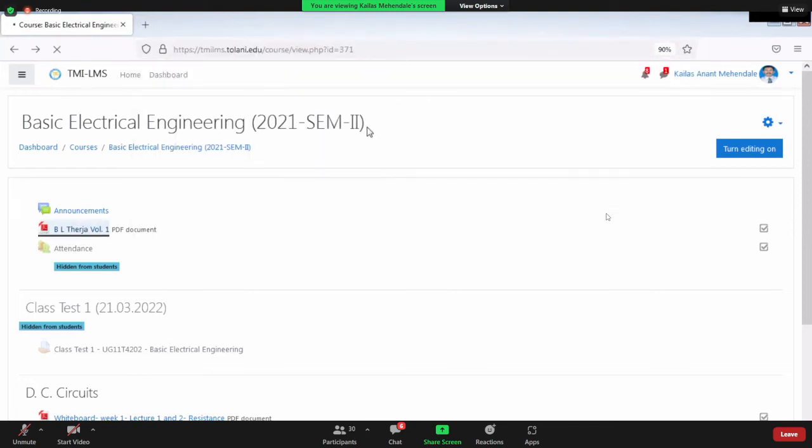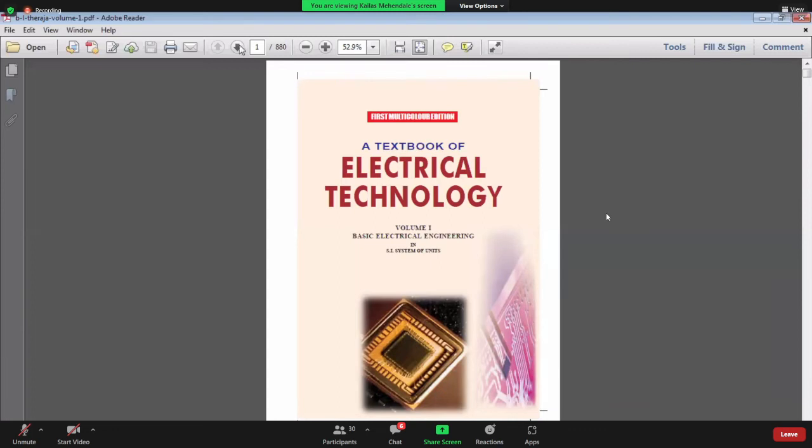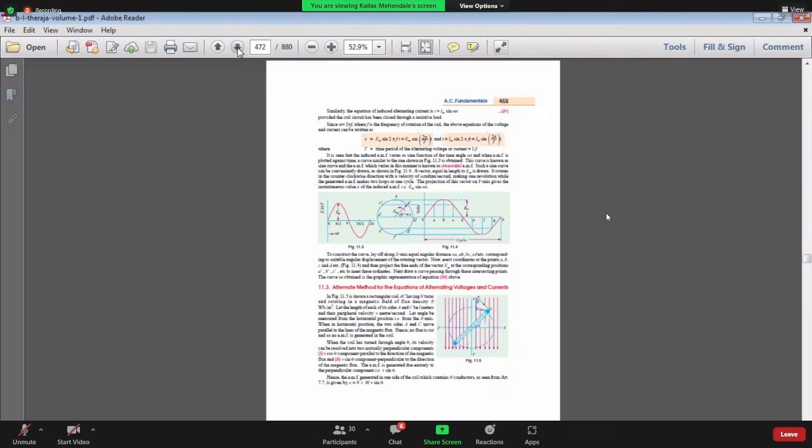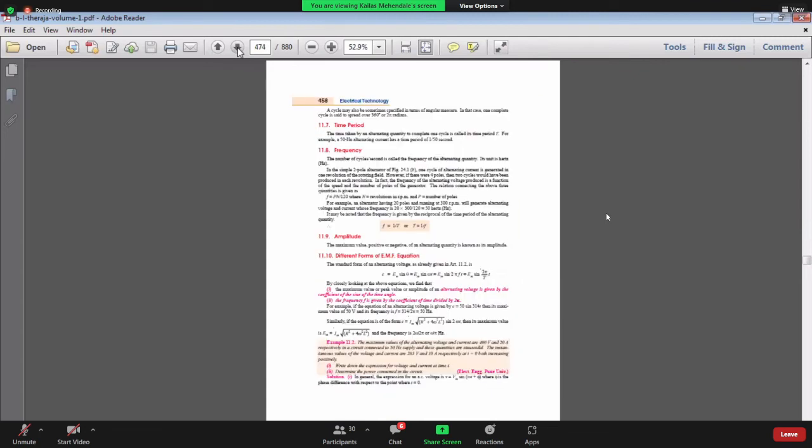So what I have done is that I have downloaded the soft copy, and I'll open that instead of showing it from the TMI LMS. Here is the soft copy which I already downloaded. I have opened it. So remember page number 469. Here we are, page number 469. This part we have done. Now the next important thing.